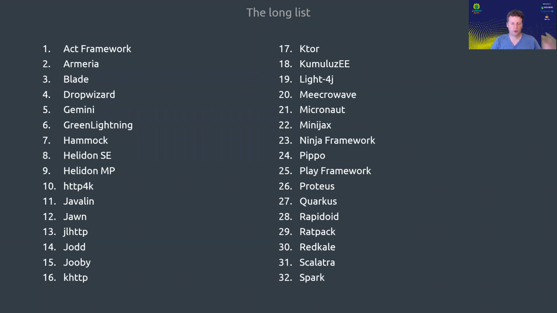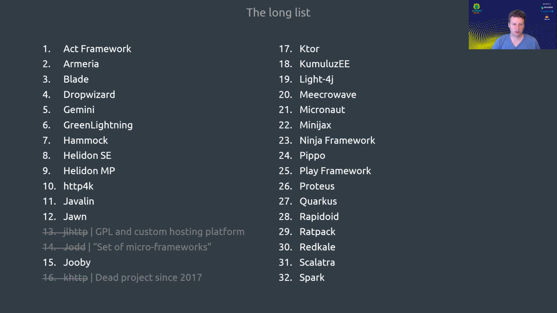So I first went through the list to see if there are any candidates that can go right away. Well, first of all, there's JLHTTP. There's a GPL license, which I don't really like. But more importantly, it's on a custom hosting platform, whereas the other 31 are on GitHub. So that made it kind of shady for me. Then Jot is a set of microframeworks, at least that's what they call them themselves. And when I look at it, I would personally more call it a set of libraries. It's not really an application framework in the same sense as the others. It looks really nice, but I don't consider it to be a microframework, so that's off the list as well.